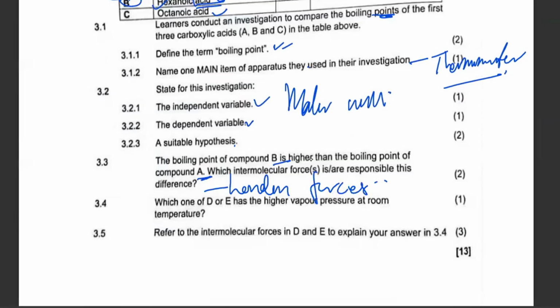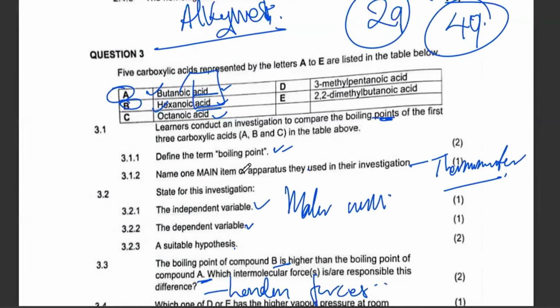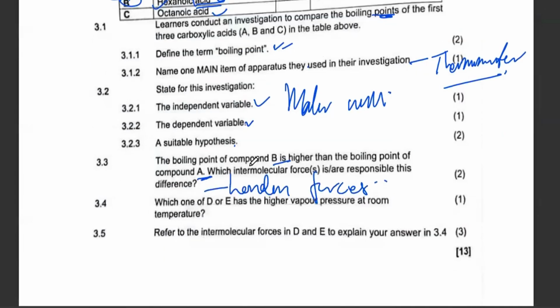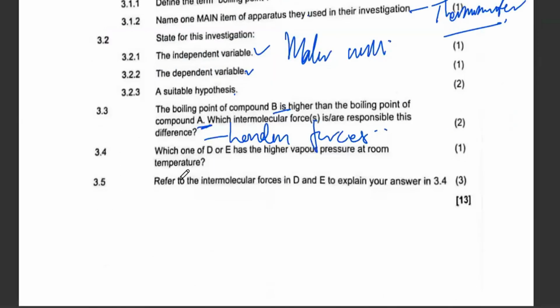Then they're saying that 3.4, which one of D or E has a higher vapor pressure at room temperature? We have to look at the compound which has a lower boiling point, therefore it will have a higher vapor pressure. So if you look at D and E, the one which is more branched is the one which has a lower boiling point. Therefore, it will have a higher vapor pressure. Therefore, E, because it has two branches, while this one has one branch. So here I will say that it is E which is the answer.